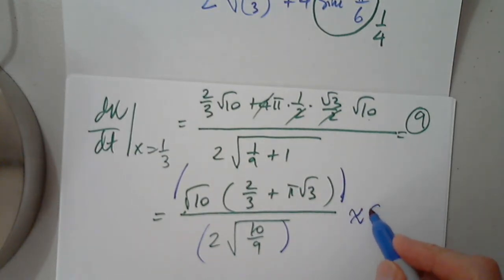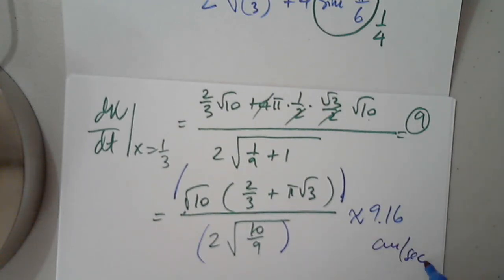9.16. So approximately 9.16. Measurement unit. So x increased at the square root of 10 centimeters per second. How fast is the distance from the particle to the origin changing at that instant? What is 9.16? Centimeters per second. That's it. Centimeters per second.